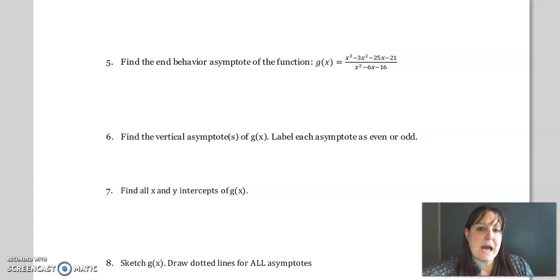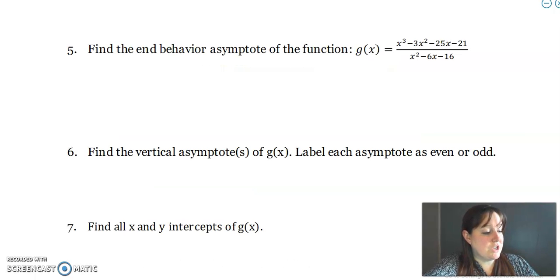So we're trying to find an asymptote that tells us the end behavior of this rational function. In other words, we're trying to figure out, as x gets really huge, what does this function approach? Is it approaching a horizontal asymptote, or is it approaching a slant asymptote? Where's it going? So remember, end behavior asymptotes we find with long division.